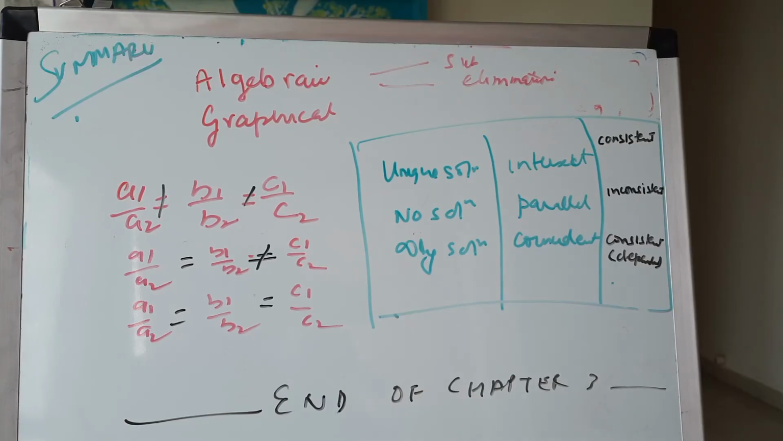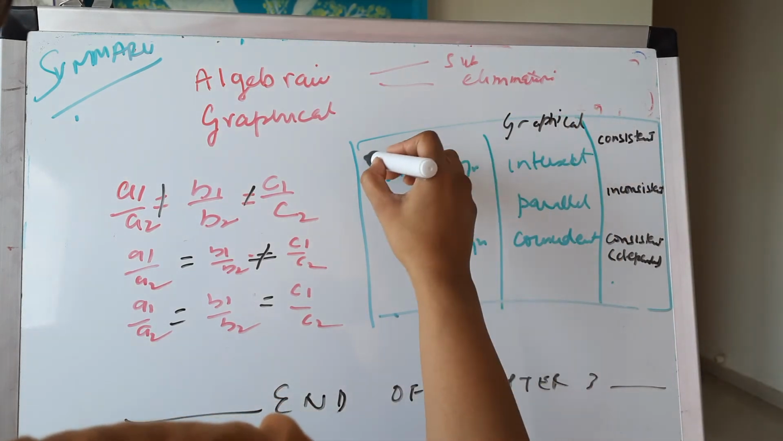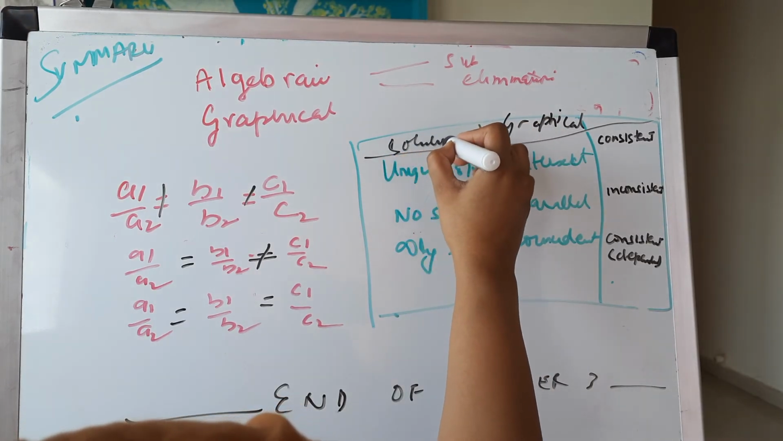So this is the end of chapter 3 on linear equations. So we are now summarizing it. We can solve these equations by graphical or algebraic method. Algebraic, we had seen two methods, substitution and elimination. We also know the relationship between the coefficients of the two linear equations and how they are represented graphically. So this is graphical, right? This is the solution obtained.